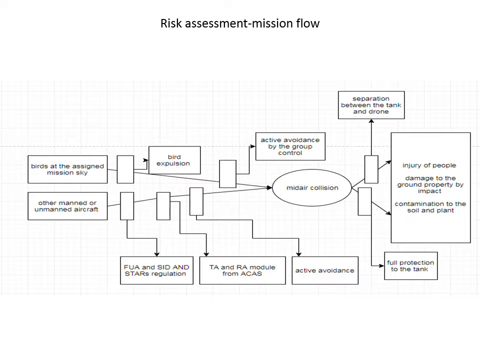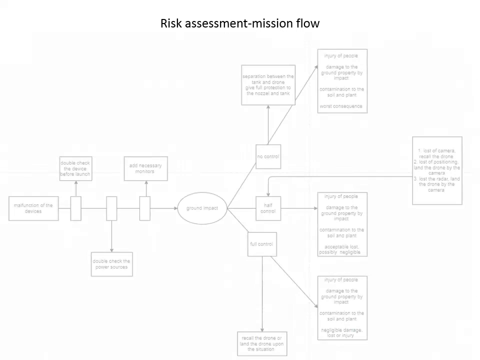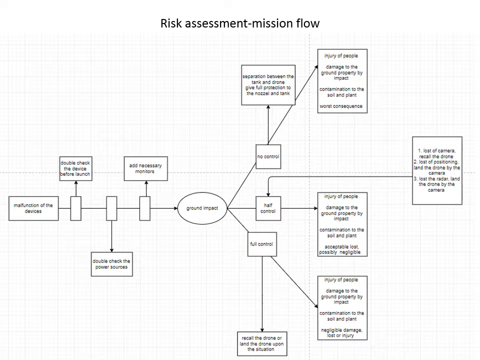The first risk is the mid-air collision, and this problem is generally caused by bursts in the air or other aircraft. By using these techniques, we can prevent the risk from happening and minimize the damage in the end. Another risk is the ground impact, but this problem can normally be prevented by specifically checking the components before launching the mission. And this will be all.